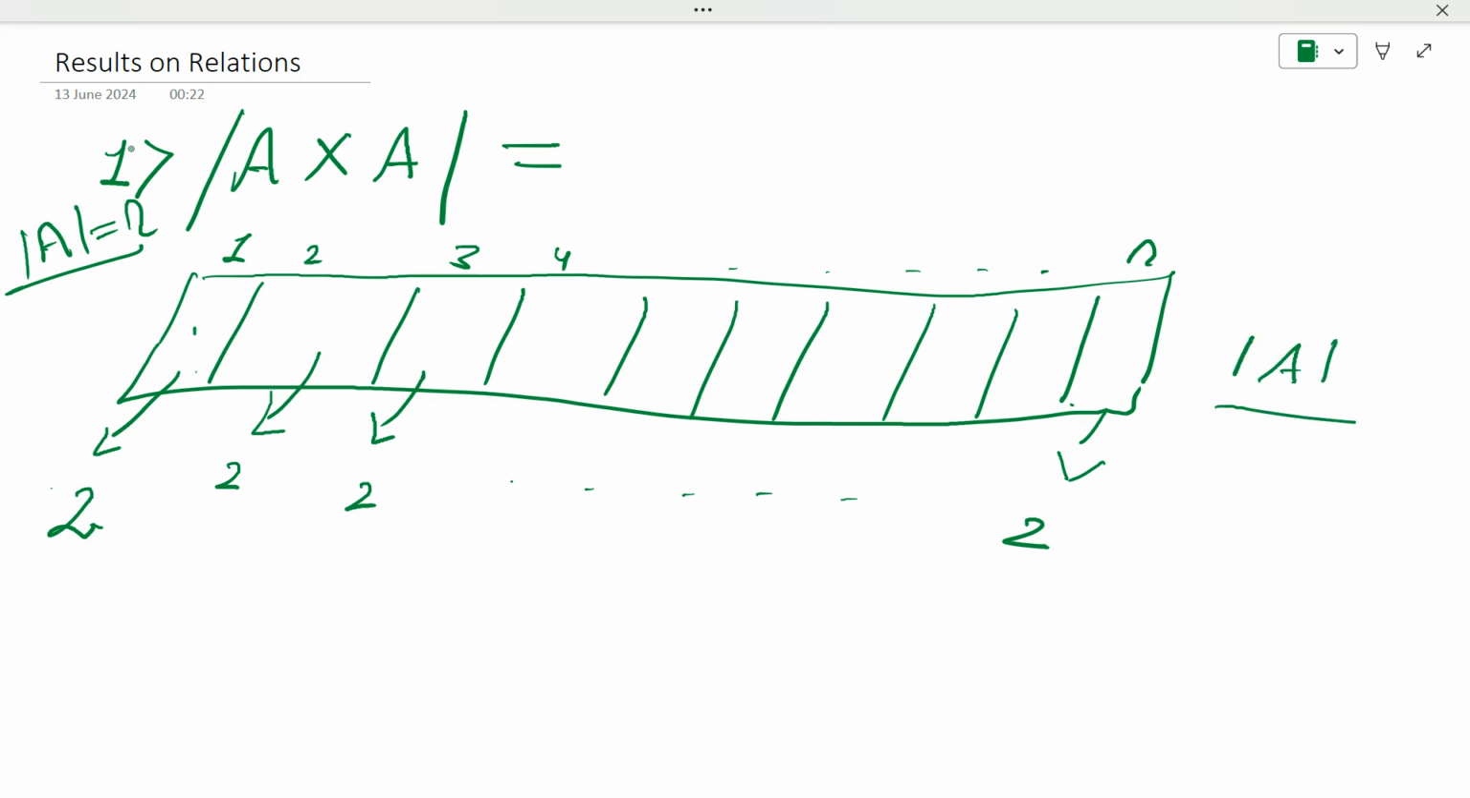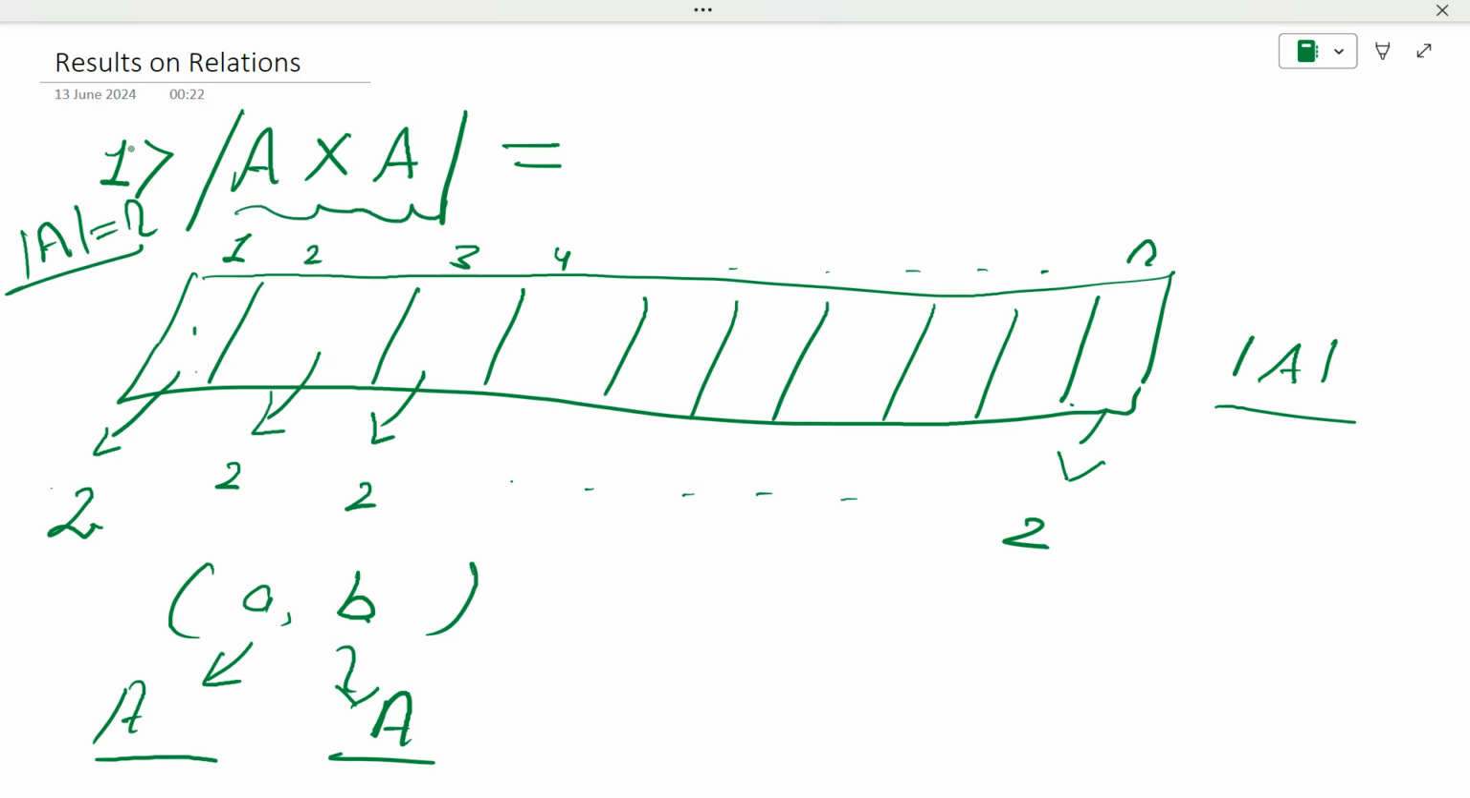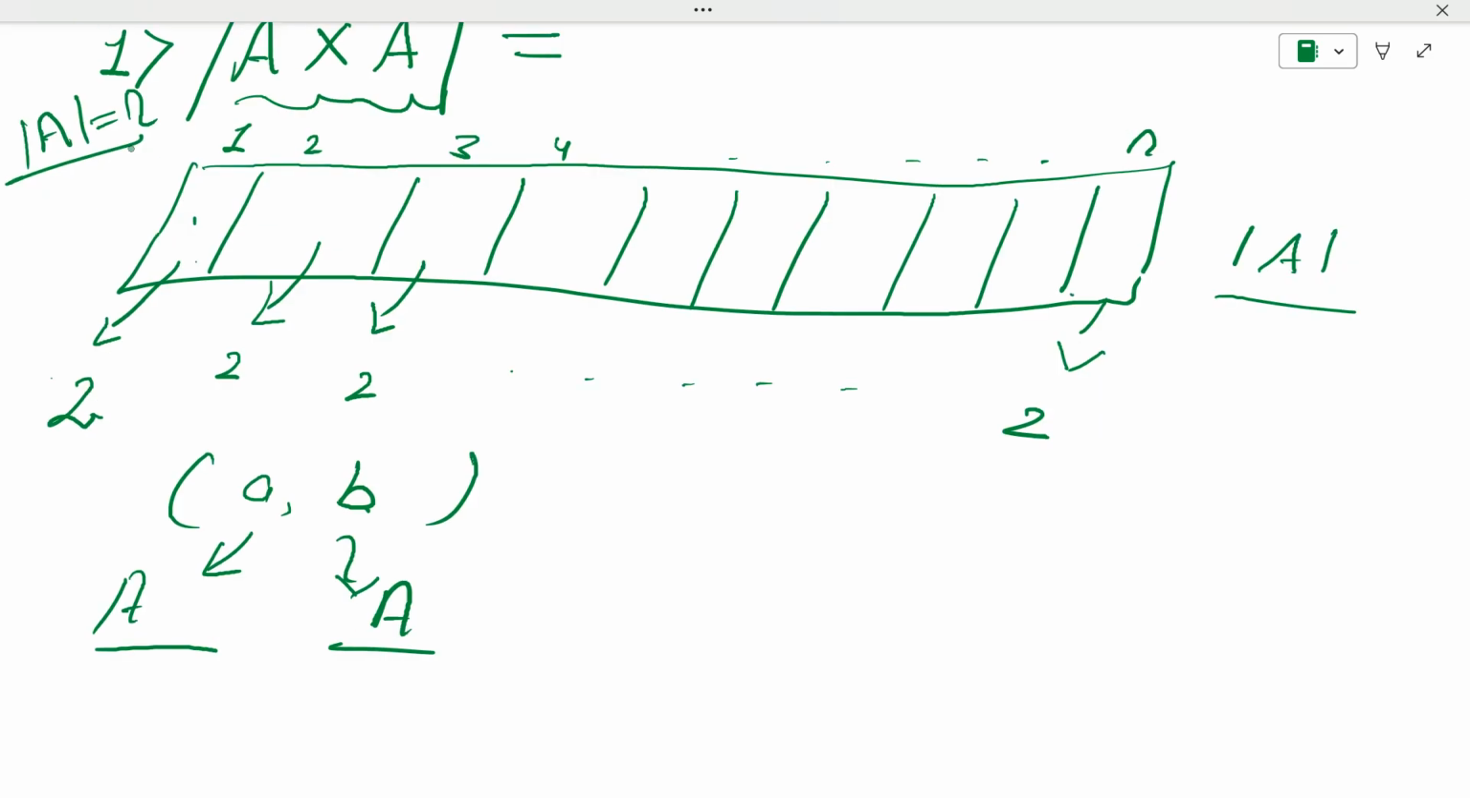But in the relation, we have seen that there is an ordered pair (a, b), where a belongs to A and b also belongs to A, because we are taking the ordered pair on the cross product A cross A. So we need to know that for A cross A, the total number of elements is n square. n for this and n for this. So all together we have n square.